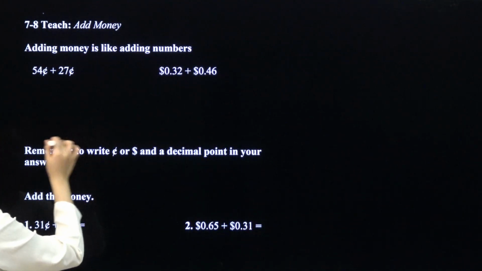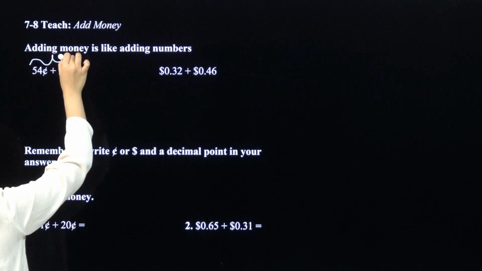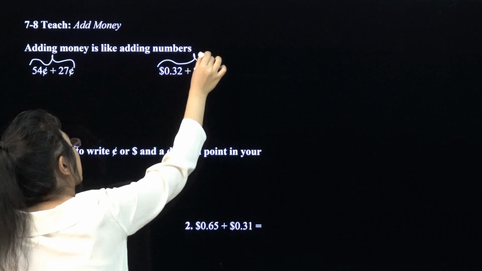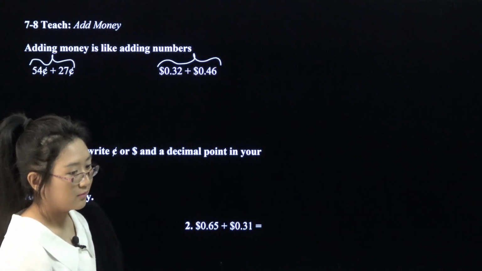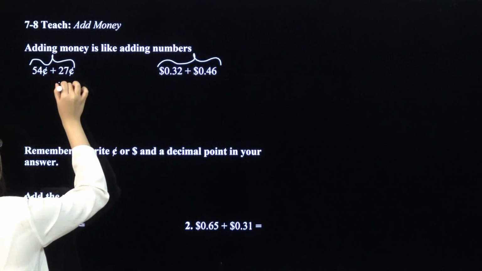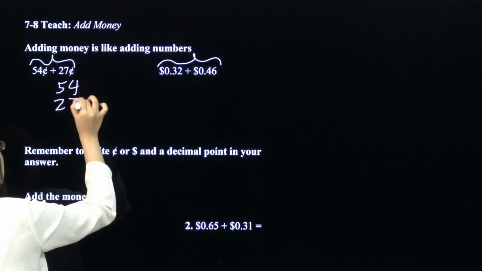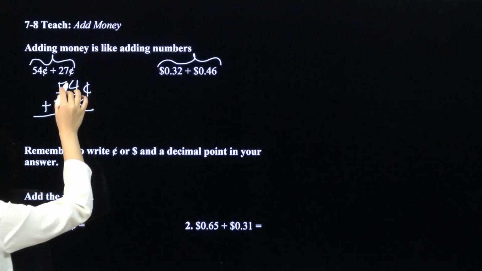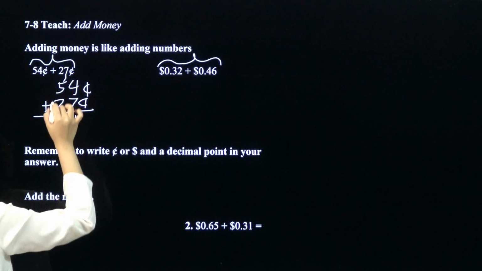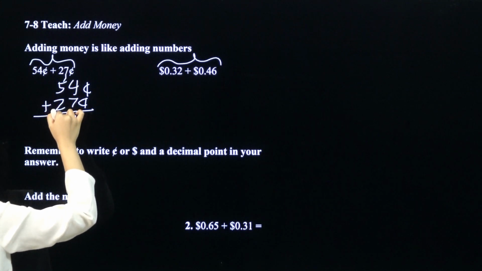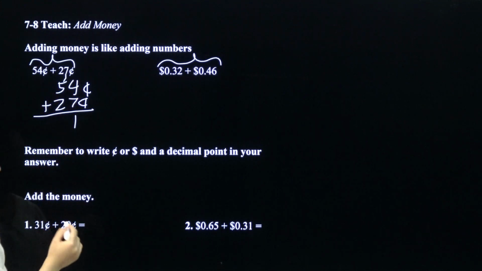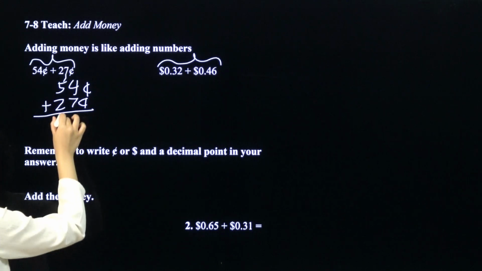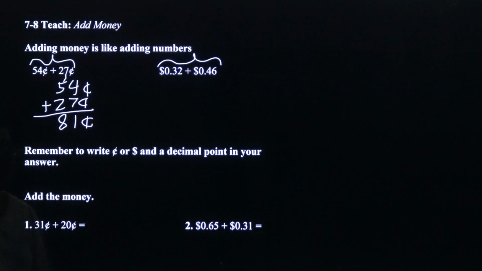Now we have our first type with cents, and our second type using dollars and decimal places. Our first type using cents is really just line up the ones place and add. There's 4 plus 7, which is 11, and you regroup, and you get 1 plus 5 plus 2, which is 5 plus 3, which is 8, and you get 81 cents. Really, it's not all that different, except that you have to write a cent sign.